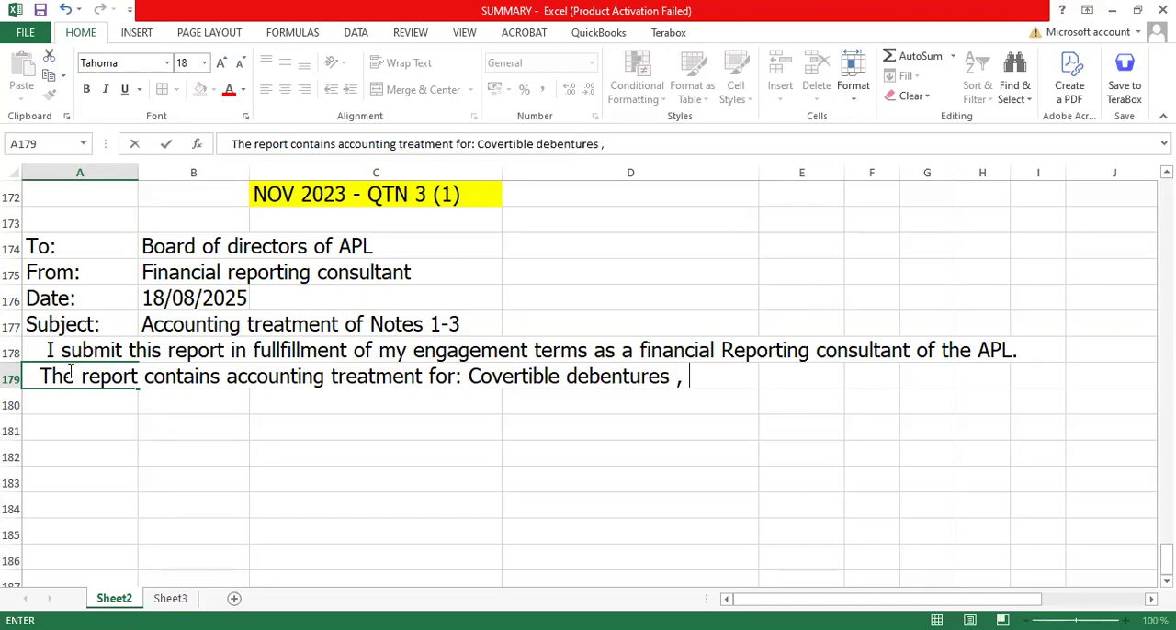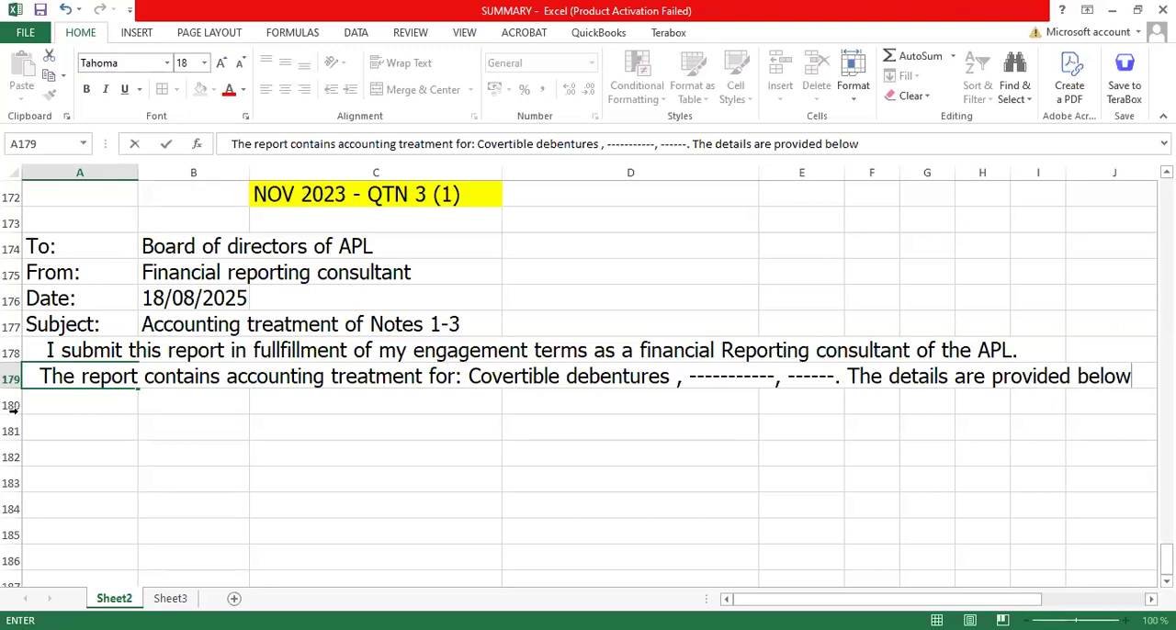Note 2, you will see what you have. Then note 3, you see what you have. Okay. The details are provided below.